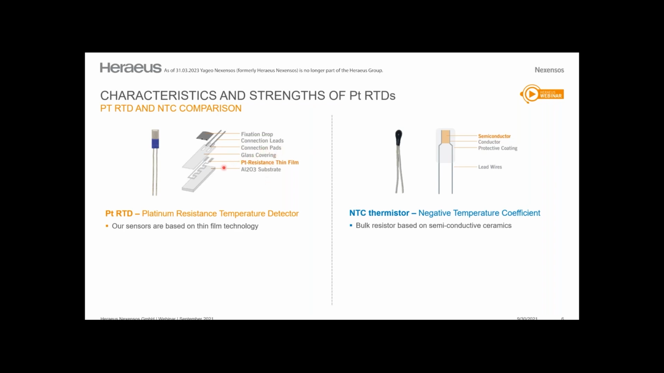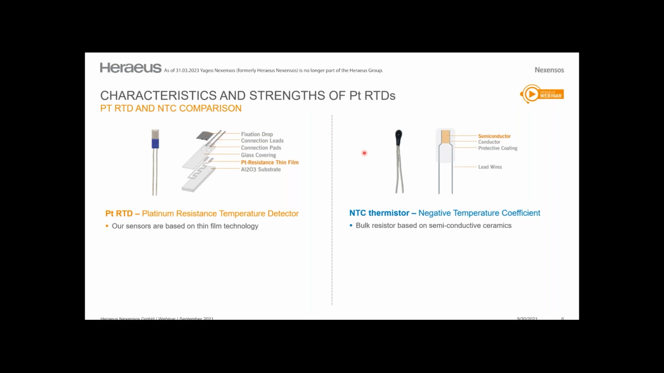If we have a closer look at the schematic drawing here on the top, we can see what I want to call a sandwich system. The center is formed by our meander. The meander is applied using the thin film technology, and it is then covered and protected with different layers of glass.